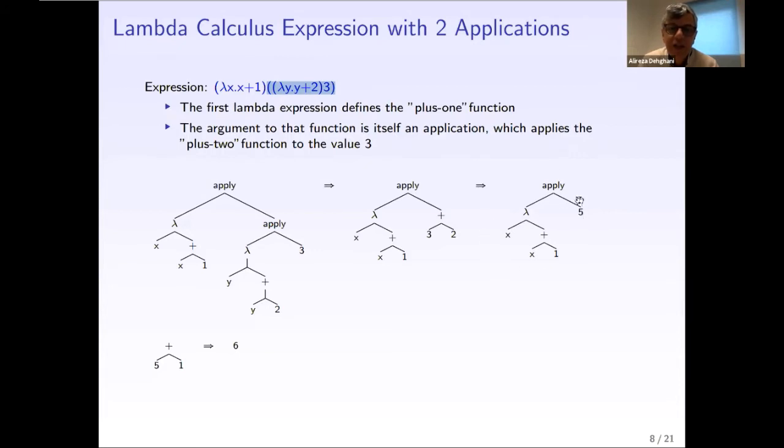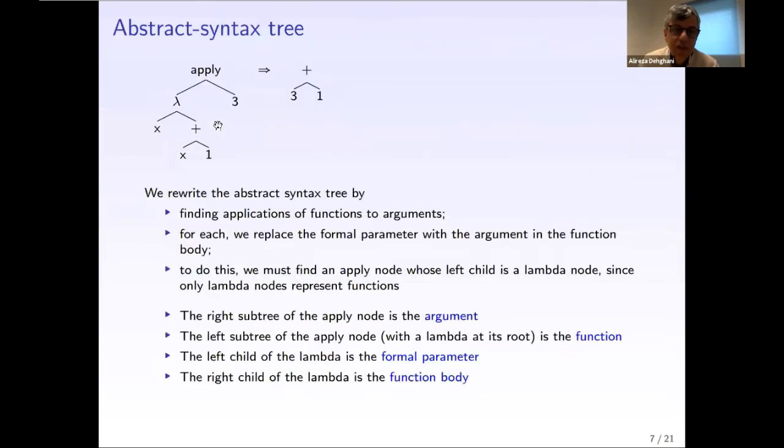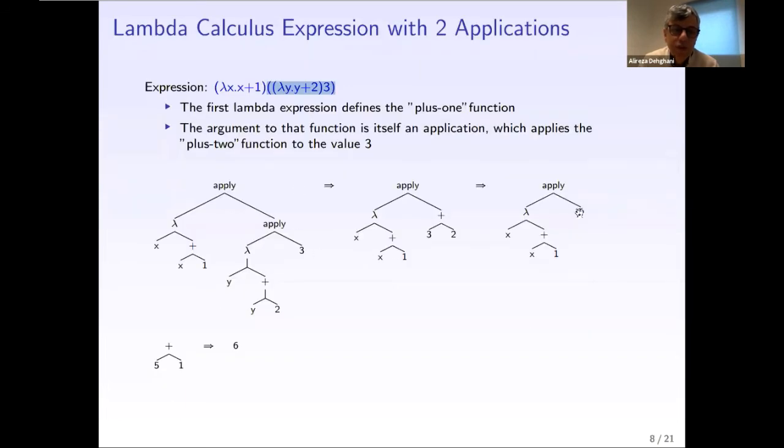So the whole, these things and this thing and this thing all together, I have calculated this guy, which is 5. And then I have the lambda expression, which is lambda x dot x plus 1 and 5, which is this guy. And then I calculate it, which is 5 plus 1. Like I said, this thing is equivalent to this one. So this guy is equivalent to 5 plus 1, which is 6. And then that's the answer.